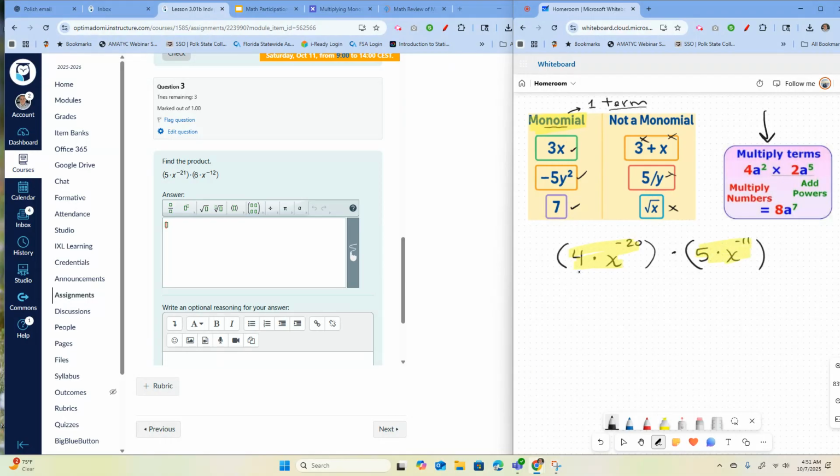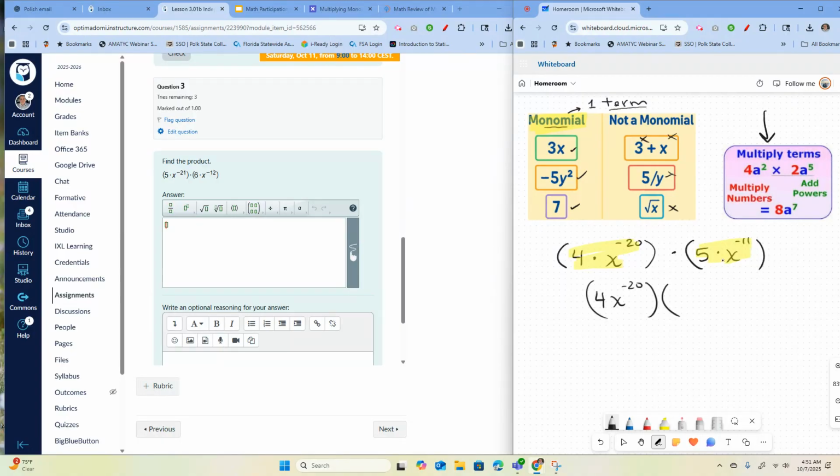In algebra, so you start getting used to seeing things in algebra, this center dot between the 4 and the x to the power negative 20 is not written. We just put them together. It's understood they're multiplying each other. So this will go in the first parenthesis. Times, so again, we don't put the center dot. If we're using parentheses, we're not going to put the center dot.